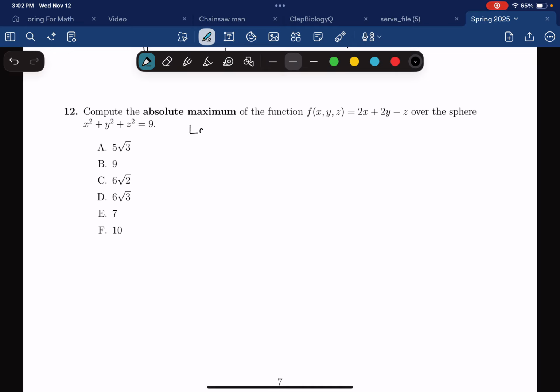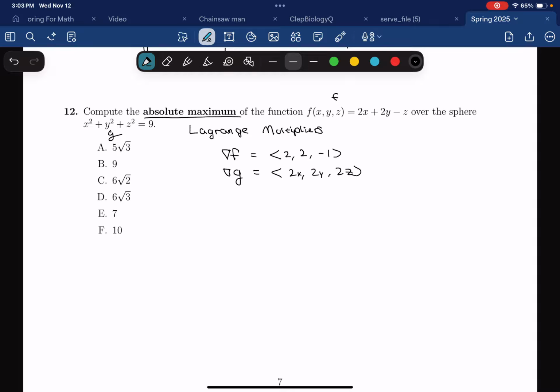Finally, this is a Lagrange multipliers question, our favorite types of questions. Compute the absolute maximum of the function, where they give us our f here, and they give us our g here. So standard operating procedure here, we take the gradient of f, which in this case is 2, 2, negative 1, and then we take the gradient of g, which in this case is 2x, 2y, 2z.